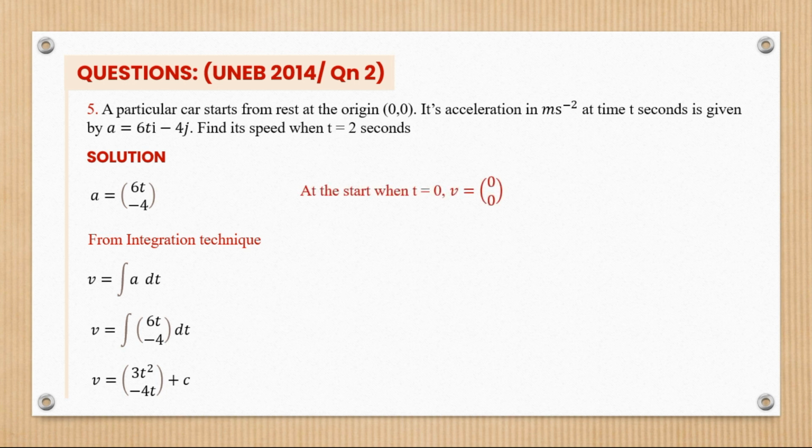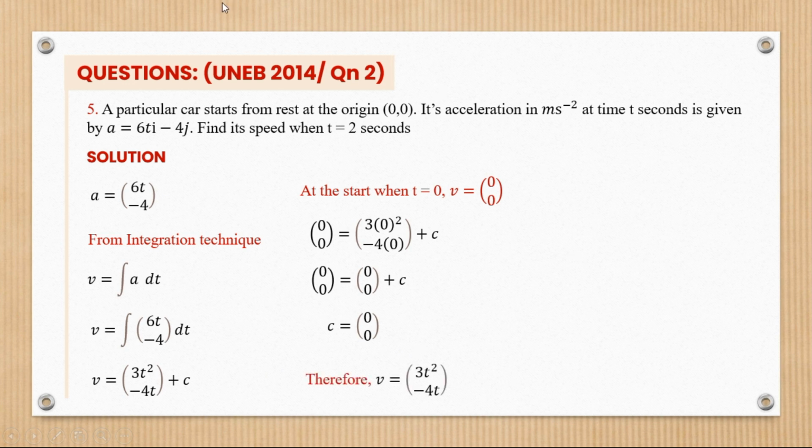That means I'm going to look at the start when t was 0. At the beginning, since the particle was at rest, the velocity was (0, 0). So we substitute that, and we have (0, 0) equal to that. Where there is t, we put 0, then plus c. So c shall be equal to (0, 0). Since it's 0, we are left with just this. So v is equal to 3t squared, negative 4t.